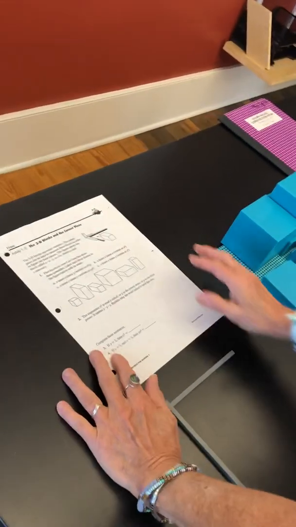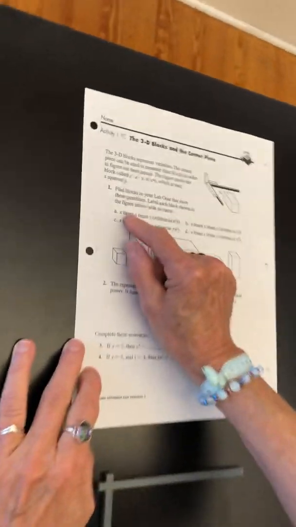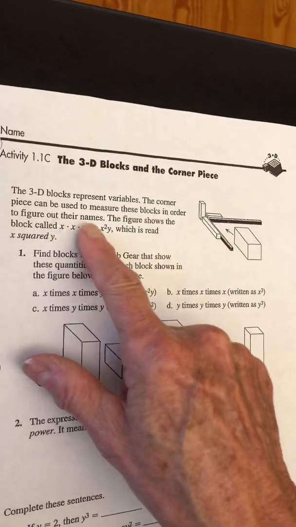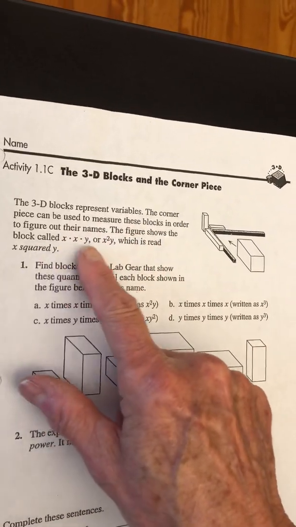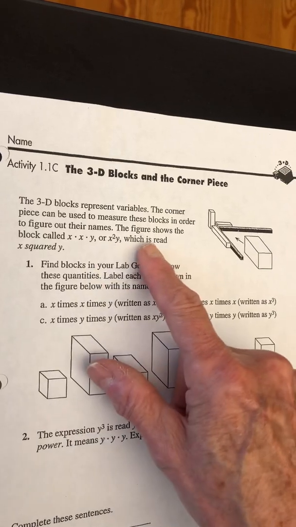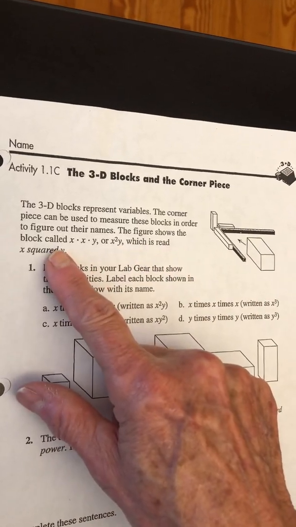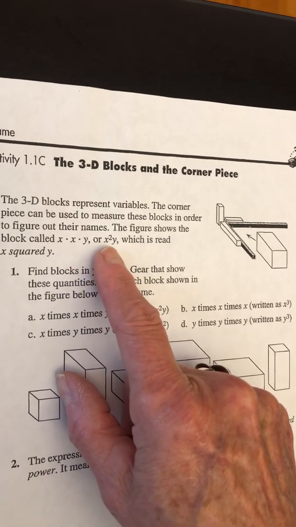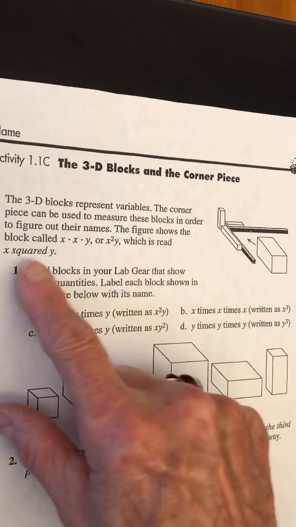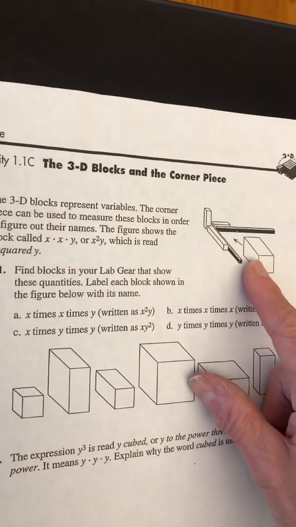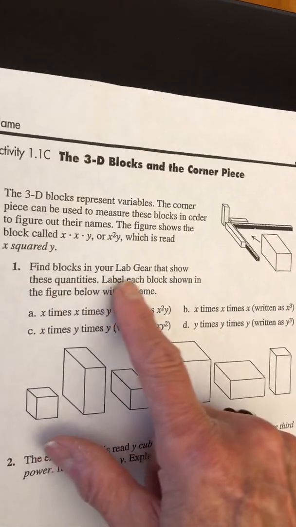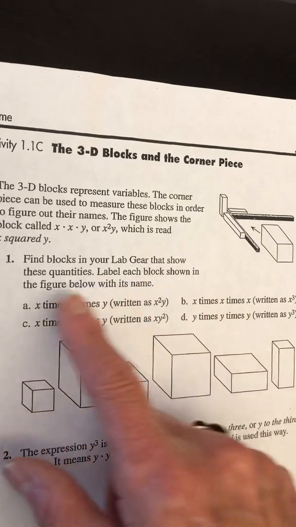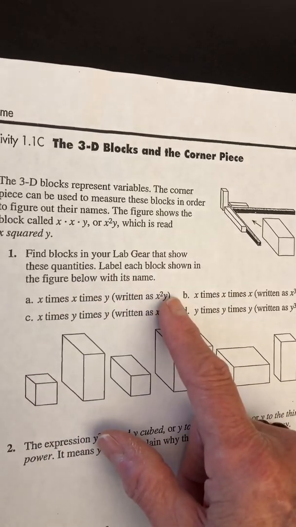So let's go over the top of the page here. It says the 3D blocks represent variables. The corner piece can be used to measure these blocks in order to figure out their names. The figure shows the block called x times y, or x squared y, and that's how it's read. Okay? So number 1 says find blocks in your lab gear that show these quantities. Label each block shown in the figure below its name.